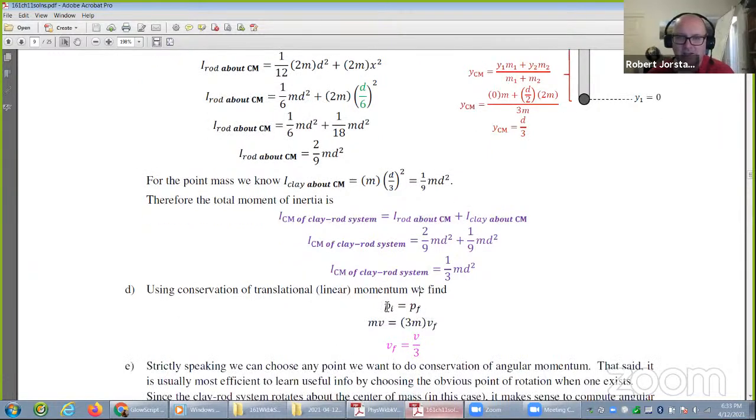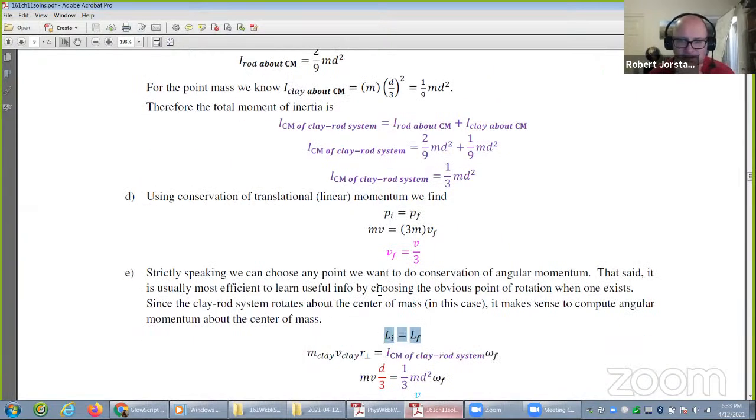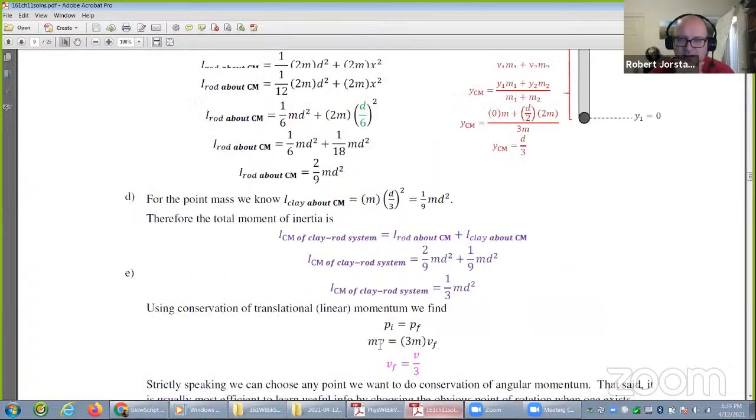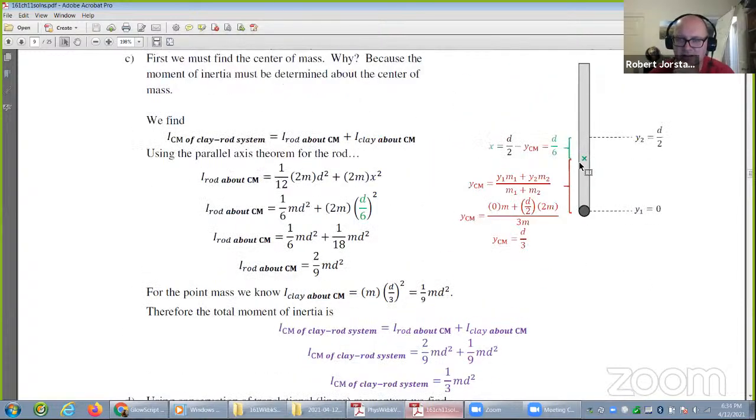Now I could do conservation of momentum. That's linear momentum. So when I say momentum, I usually mean P. If I mean angular momentum, I'll do it this way. And now I choose the obvious point of rotation, in this case, the center of mass of the rod clay system. So here it is. Mass of the clay, velocity of the clay times r perpendicular. R perpendicular is going to be d/3 in this case, because it's the impact parameter relative to the rotation axis, which happens to be the center of mass. Whew.